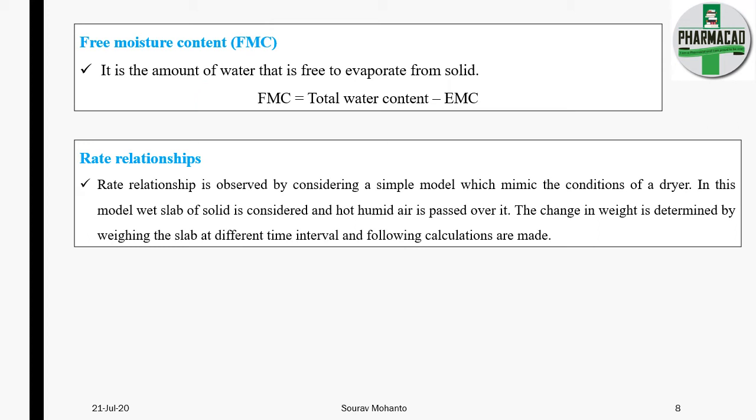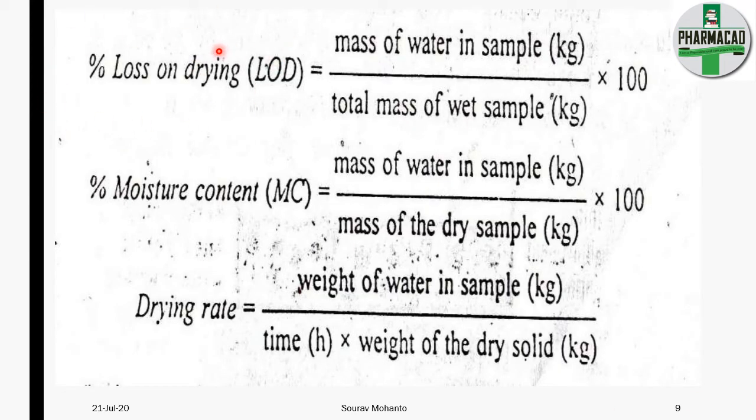The following calculations are: first is loss on drying, also called percentage loss on drying. This can be calculated as mass of water in sample divided by total mass of wet sample into 100. Then percentage moisture content, also called percentage MC. This can be calculated as mass of water in sample in kg divided by mass of the dry sample in kg into 100. And from this we can easily calculate the drying rate. Drying rate is weight of water in sample in kg divided by time in hour into weight of the dry solid in kg.